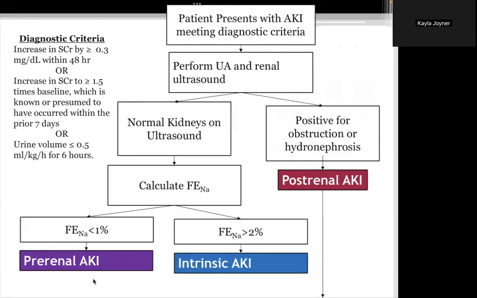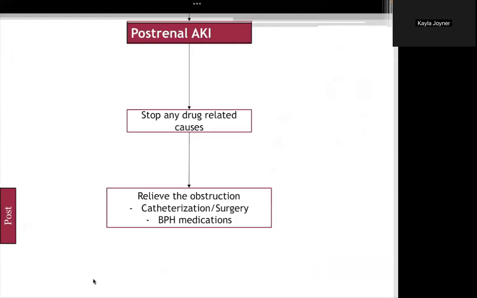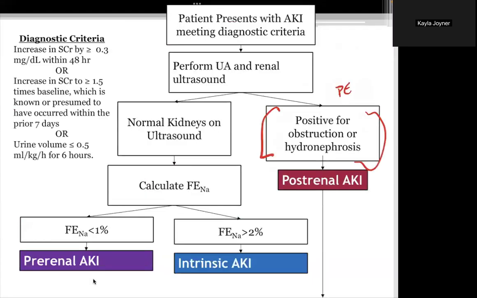What you can see here is that in post-renal, once we have a positive for obstruction, hydronephrosis, or we have any of those physical exam findings, such as a palpable mass or bladder, we know that it's a post-renal AKI. We can stop all drug-related causes and relieve obstruction with catheterization. It's also notable that the FENa on these will be greater than 2%.